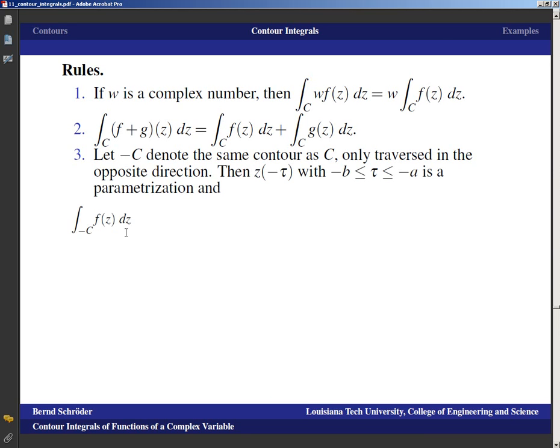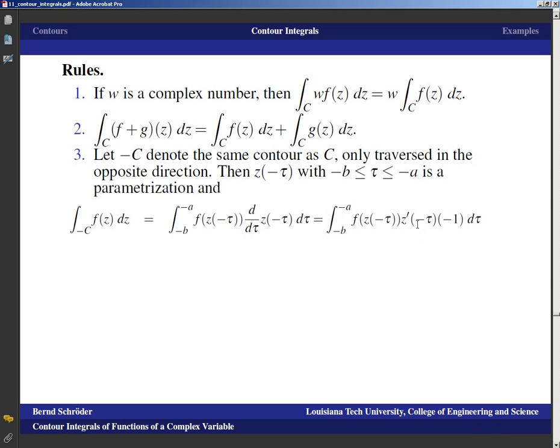And the integral over negative c of f of z dz is the integral from negative b to negative a, f of z of negative tau times z prime of negative tau d tau, just by definition. Remember, the prime always is with respect to the variable, so the variable is tau here, so that's the d tau. Compute that, we get the integral from negative b to negative a, f of z of negative tau, z prime of negative tau.